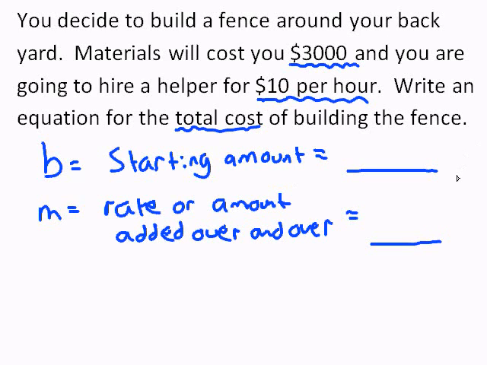How much do you pay no matter what? If you're building the fence, what amount do you pay even if you don't build the fence? Well, if you just buy the materials, it's going to cost you $3,000 whether or not the fence is built. Well, what's your rate? What amount are you adding over and over again to your cost? Since you're hiring a helper for $10 per hour, every hour that you hire that helper, you're going to pay that helper an additional $10 every single hour. So that's a recurring amount. It's a rate.